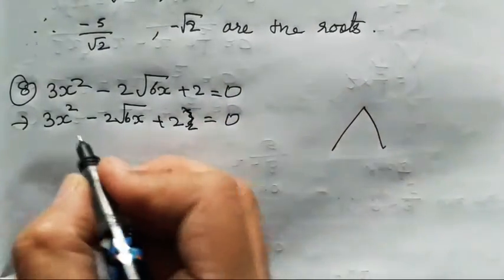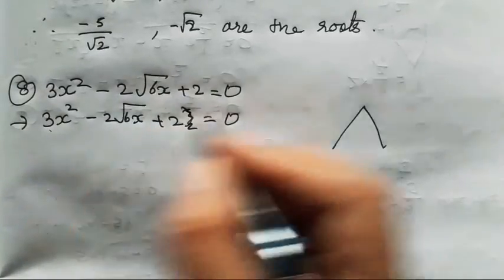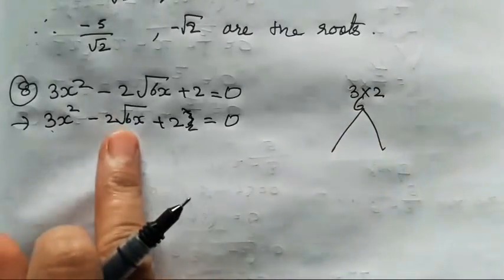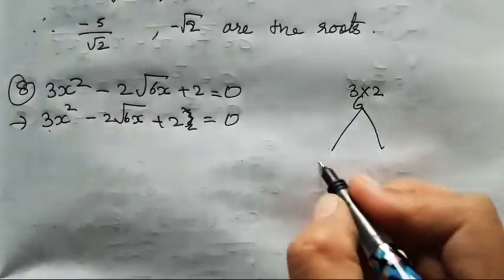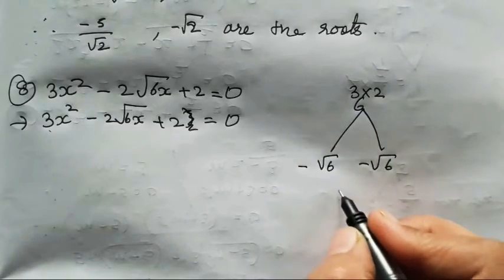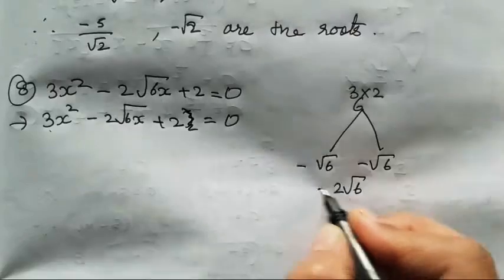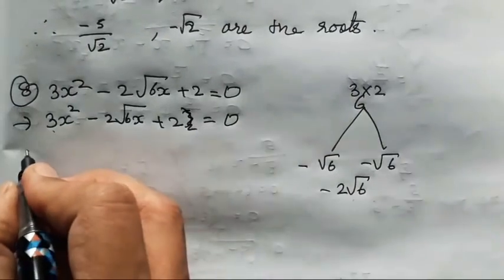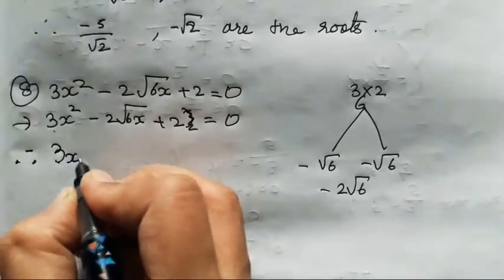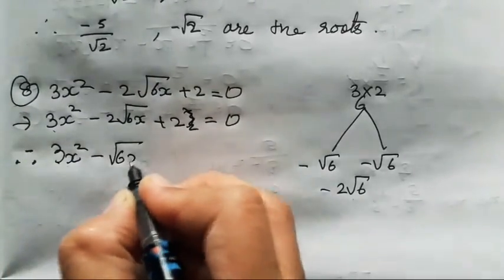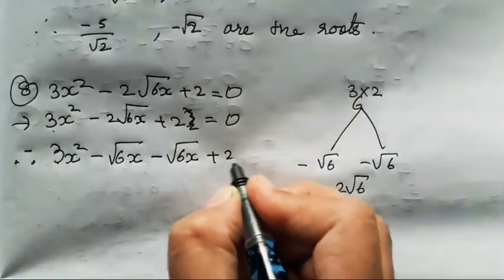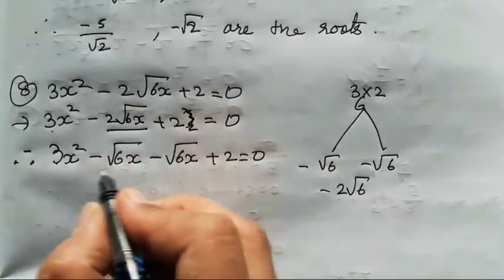Now, what do you all have to multiply? These two terms, that is 3 into 2 is equal to 6. And what should you all be able to get? Root 6. So root 6, when you minus it, you will be able to get minus 2 root 6. Okay, so even this sum is very important and very easy. Only root you all have to add in the same way as we have done it. Root 6x minus root 6x plus 2 is equal to 0. So instead of this we have written this.